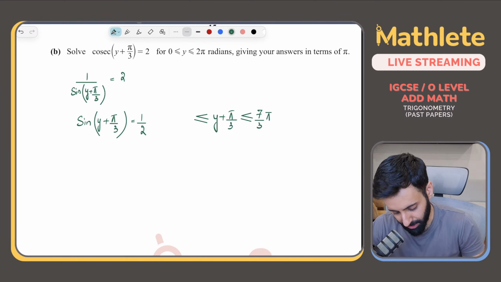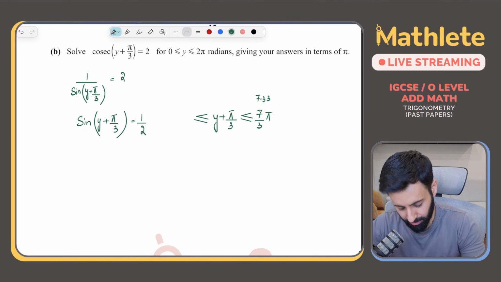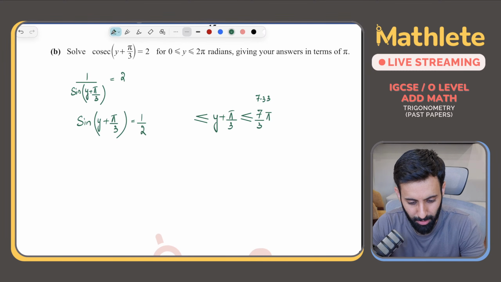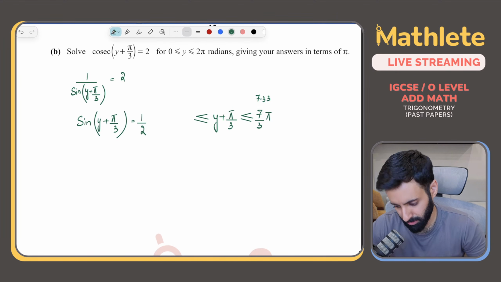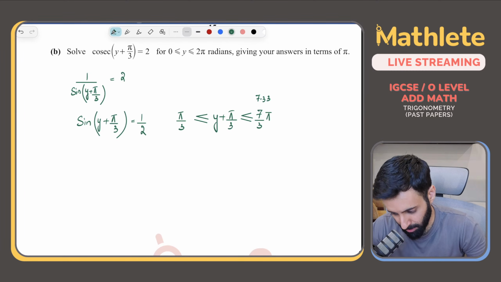Anyway, so 7 upon 3 pi, whenever you do this, here's my advice. Just write down the decimal value as well. Why is writing the decimal value important? So that you know when to stop. Now this is equal to pi upon 3. Now pi upon 3 is equal to what?